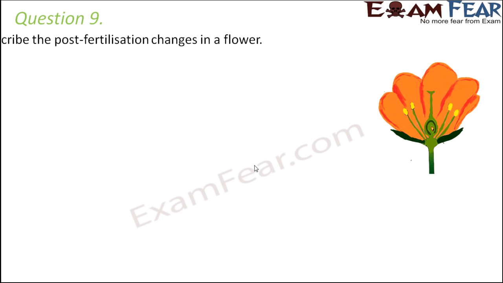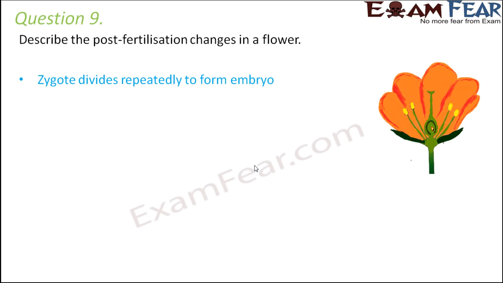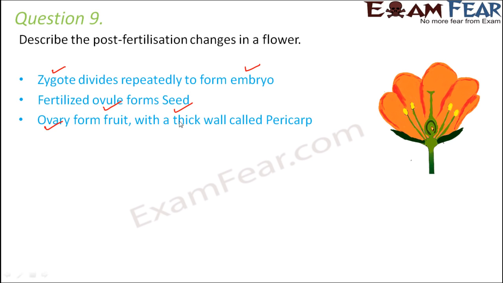Question number 9. Describe the post-fertilization changes in a flower. What happens after fusion has taken place? As I had mentioned before also, the zygote will undergo a lot of repeated divisions and it will form the embryo. The fertilized ovule will turn into the seed and the ovary will become the fruit.